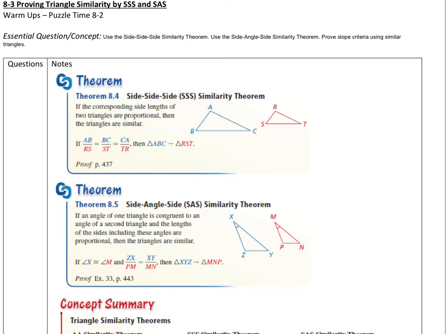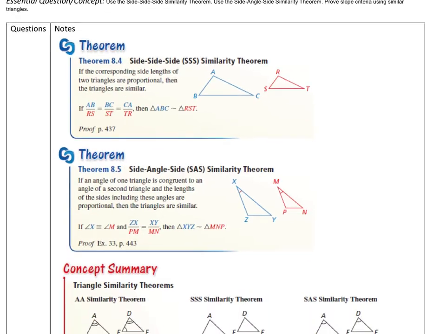The first one, we've already talked about angle-angle, but here in this first one, what we have is side-side-side. It says, if the corresponding side lengths of two triangles are proportional, then the triangles are similar. So if I've got two triangles and all three sides have that same proportion, so AB to RS, BC to ST, and CA to TR, then I can conclude the two triangles are similar. But it's important to note that you need all three sides. For angle-angle, we only needed two angles, and then by default, the third one was. But for side-side-side, we need all three sides.